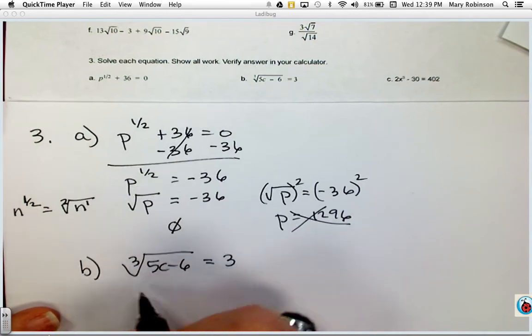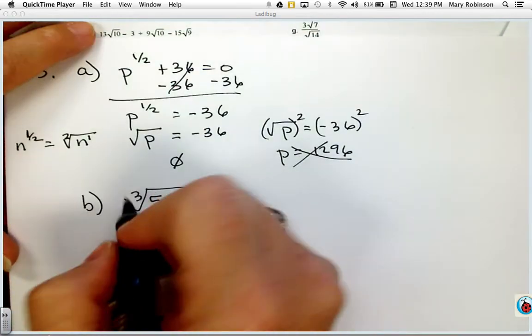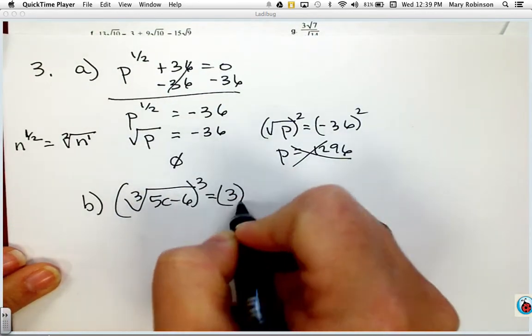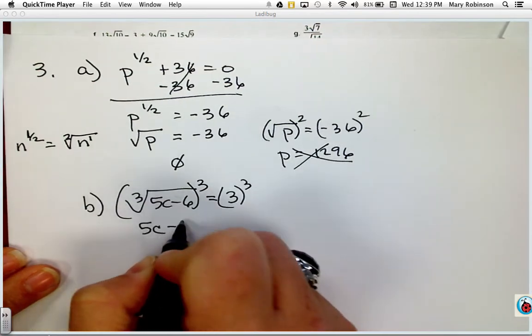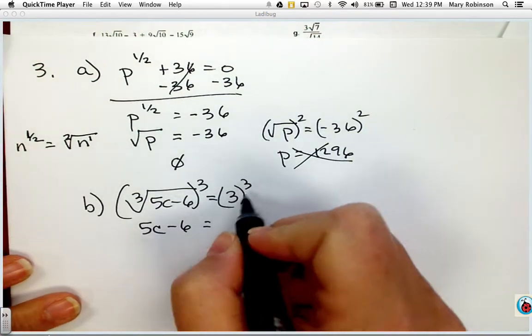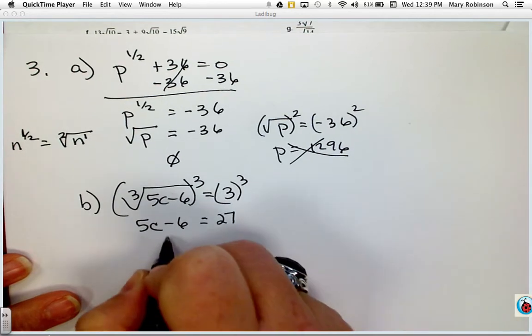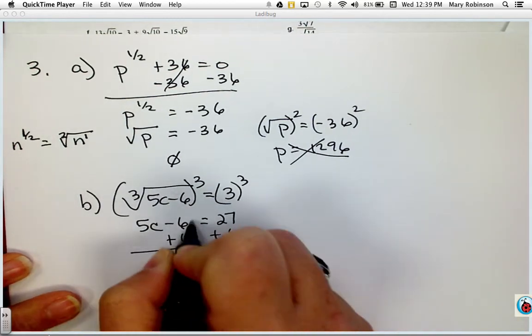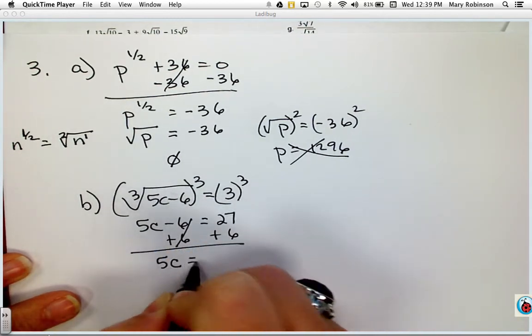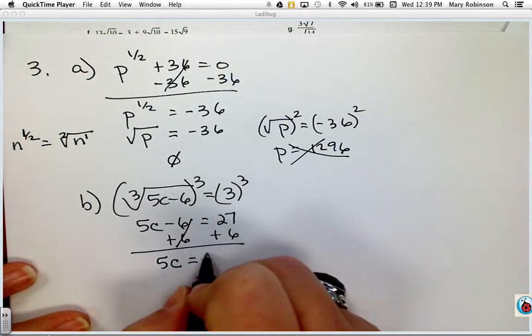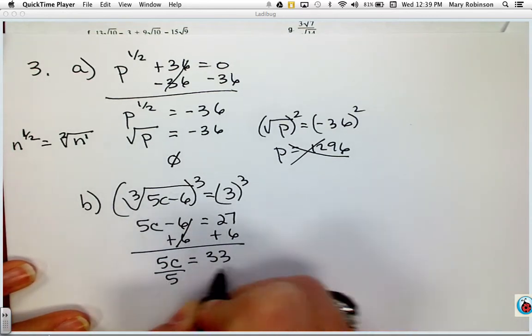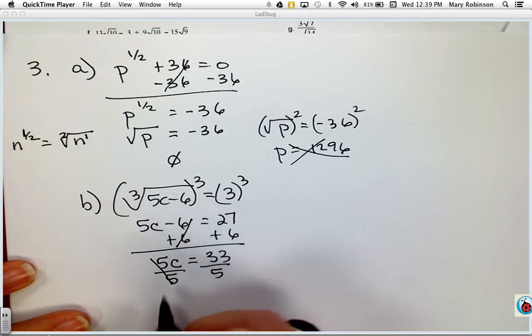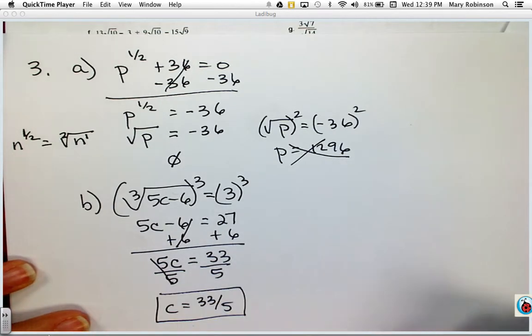For B, we have the cube root of 5c minus 6 equal to 3. Well, the radical is isolated, so our next rational step is to cube both sides. When we do that, we drop the radical on the left. 3 cubed is 27. We add 6 to both sides. 27 plus 6 is 33. When we divide by 5, we end up with 33 fifths as our final answer.